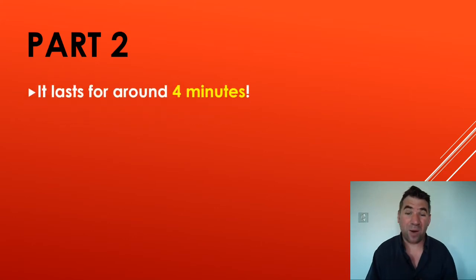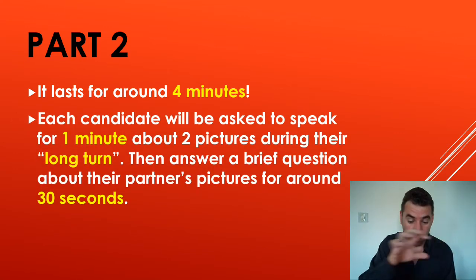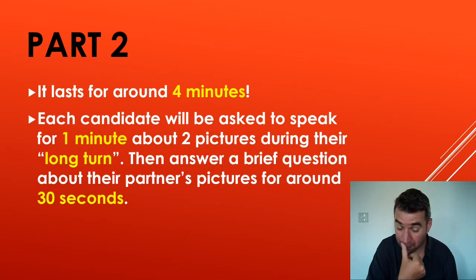Part 2, so this is where the fun really begins. Part 2 is based on pictures. The examiner will ask you a question and show you 3 pictures, and it lasts for about 4 minutes. Okay, so each person is going to be speaking, let's say, for about 2 minutes, but each candidate will be asked to speak for 1 minute. They're going to be shown 3 pictures, they're going to be asked a question, and they've got to choose 2 of these pictures and speak for 1 minute, depending on the question and the pictures they choose.